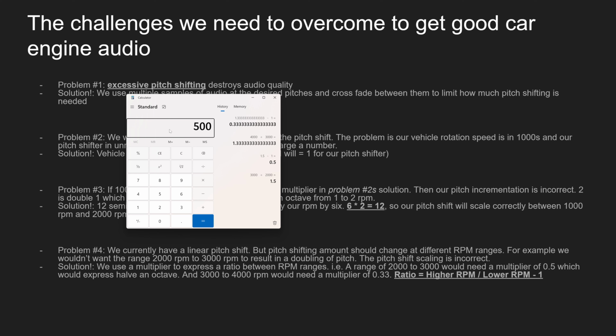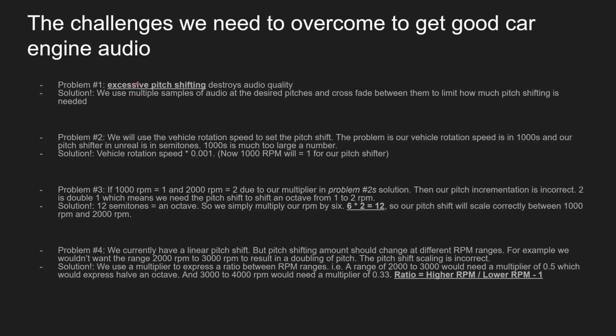So you can go 5000 divided by 4000, which is going to be our top RPM range for this car. The car does go up to 7000, but I find that this is all we needed to do. Minus 1, that's giving us 0.25. So with all this taken into account, we now have the information to make this system work correctly.